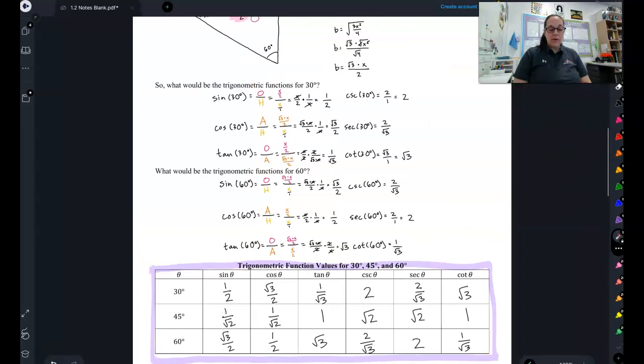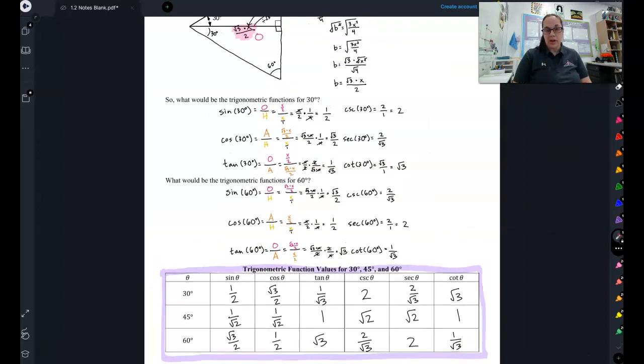So now that we've figured out all our special right triangles and we have all the values here, in the next video, let's start to actually do some problems where we apply this stuff.